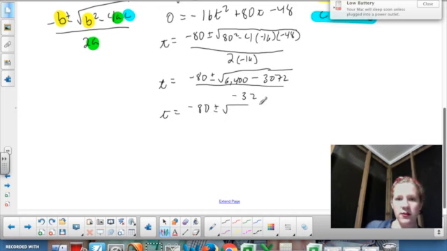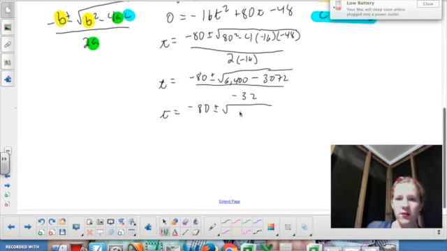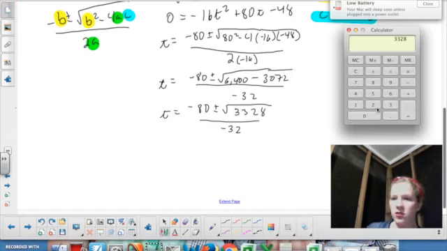6,400 minus 3,072. 6,400 minus 3,072 is 3,328 over negative 32. And the square root of 3,328. I'm going to pause real quick and figure that out.